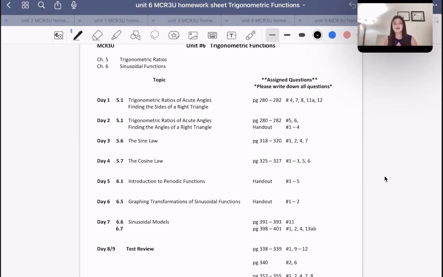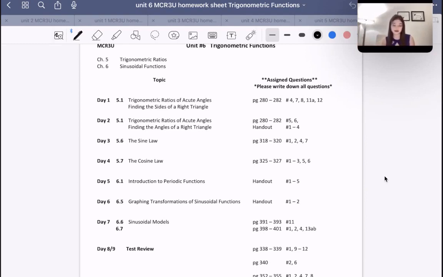I think for a lot of people, this will be a review from grade 10. So if this is something you're already familiar with, then feel free to jump ahead to day 3, which is the sine law, and day 4, which is the cosine law. For a few people, sine law and cosine law may also be review from grade 10, or you may be someone in a grade 10 course who is watching this to learn about these things, and that's fine as well.